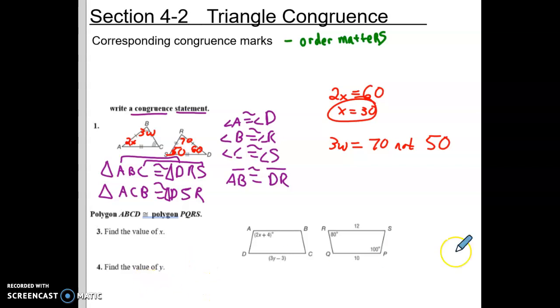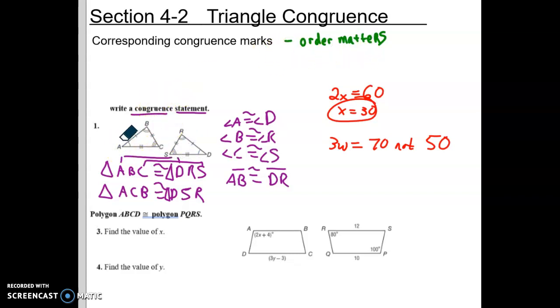We're going to talk about triangle congruencies from section 4.2, corresponding congruency marks. Basically, what you need to know about congruency marks, which we've gone over, is that we have angle congruency marks and side congruency marks. But what you really need to know is that order matters. If you remember that order matters, everything else will be fine. So for instance, we're going to go down here.